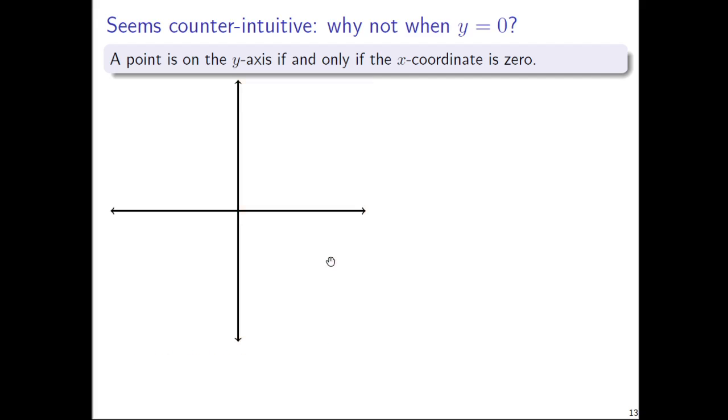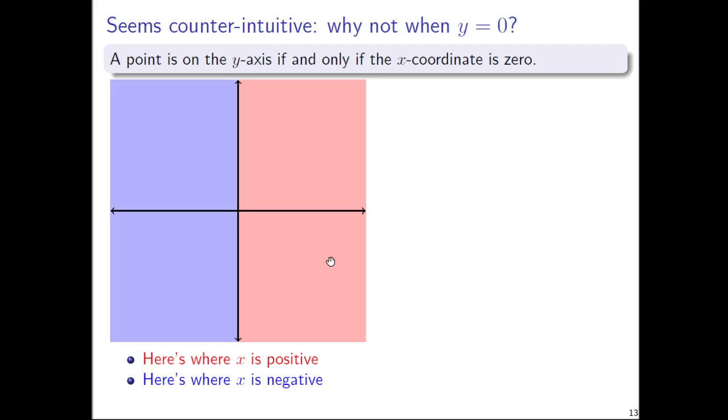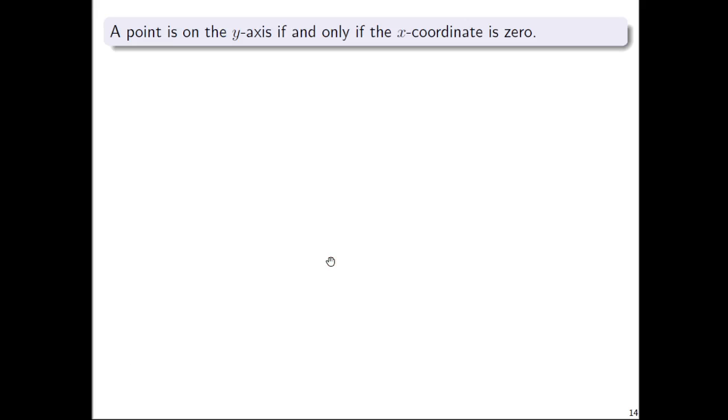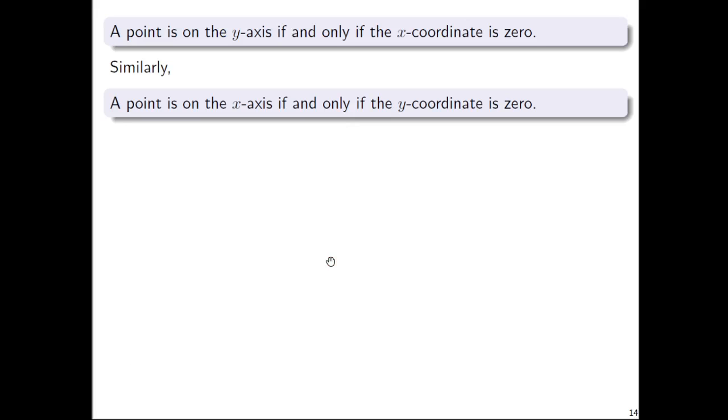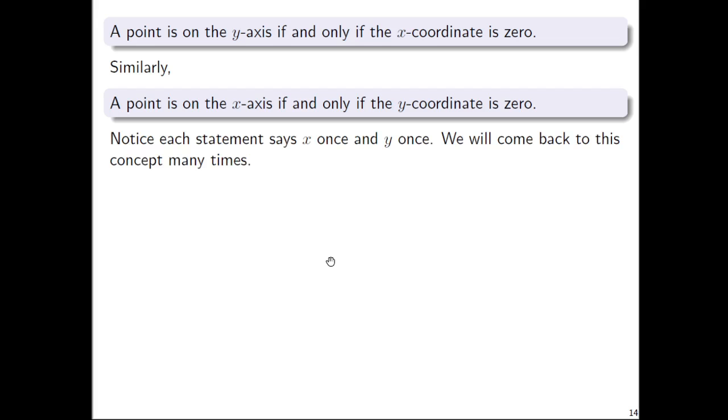We saw the examples, but here's another helpful way to convince you. Shaded in red, here's where the x coordinate is positive. Here's where the x coordinate is negative. So right where these two meet, right on the y-axis, that's the vertical line, that must be where x is equal to 0. Okay, so in addition to this, quite similarly, it won't be surprising that a point is on the x-axis if and only if the y coordinate is 0. Notice that each statement above in each of the two boxes says x once and y once, and we're going to come back to this quite a lot.